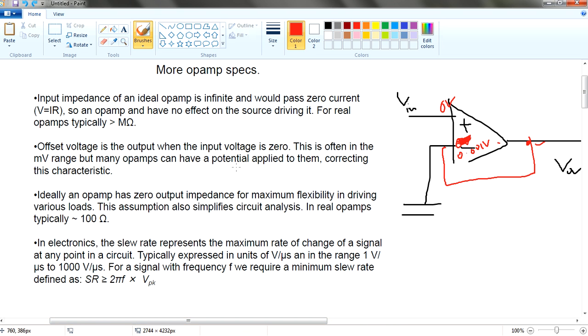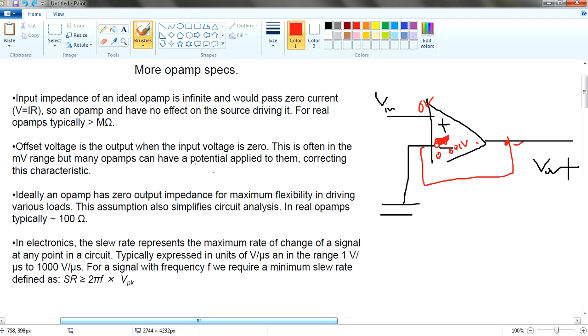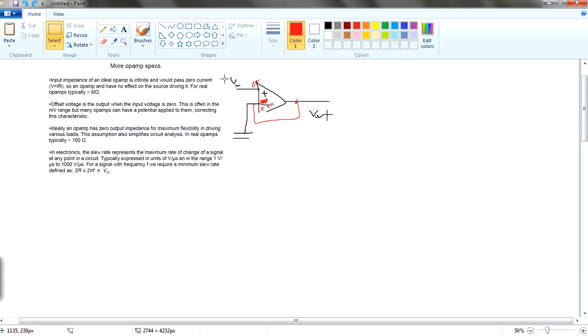And then, in order to rectify that, you're going to have a potential applied to them. If you remember, there is a supply over here, a plus supply and a minus supply. So you may supply in some voltages in order to offset away this 0.001 volt in order to accurately measure things. This is a very vague explanation, but nonetheless, it does open up views of it.